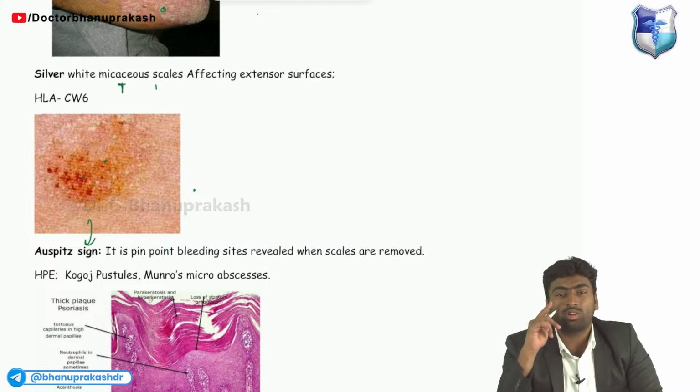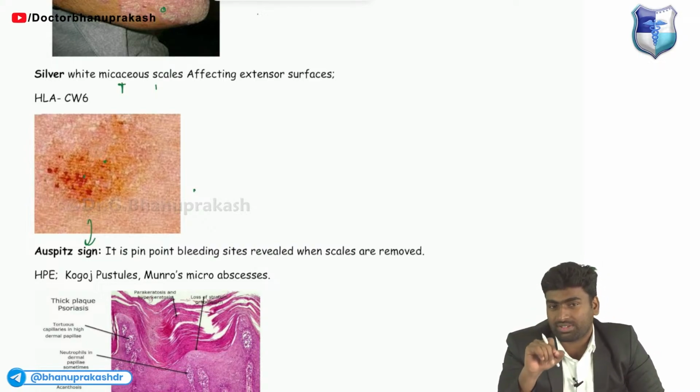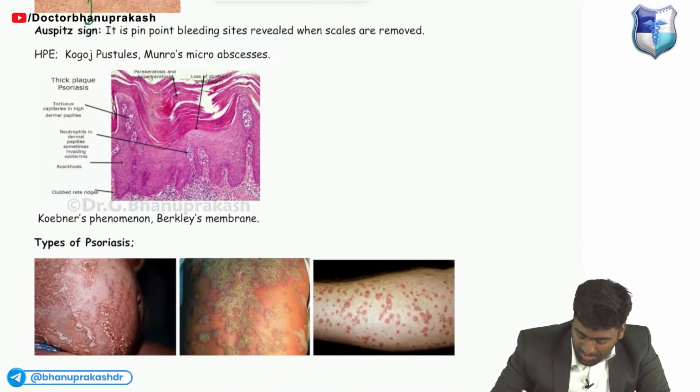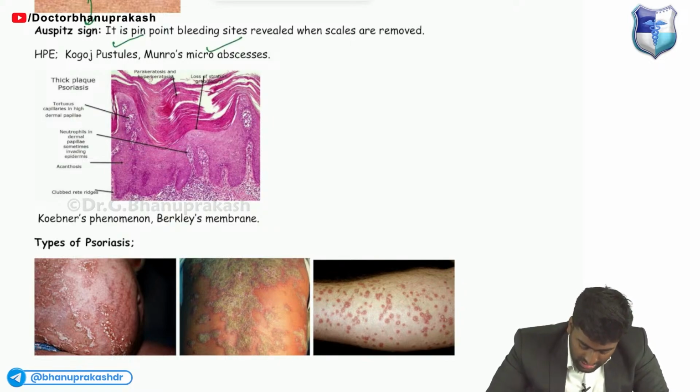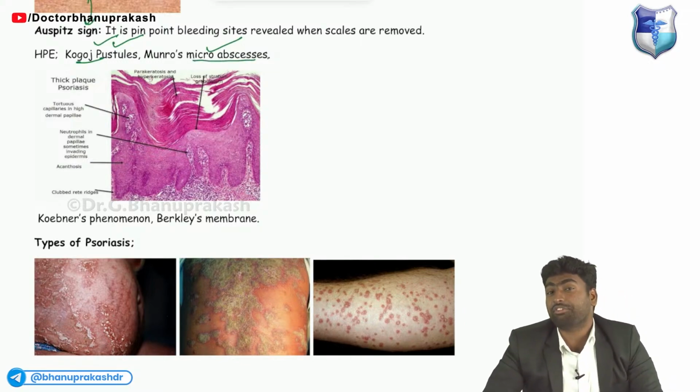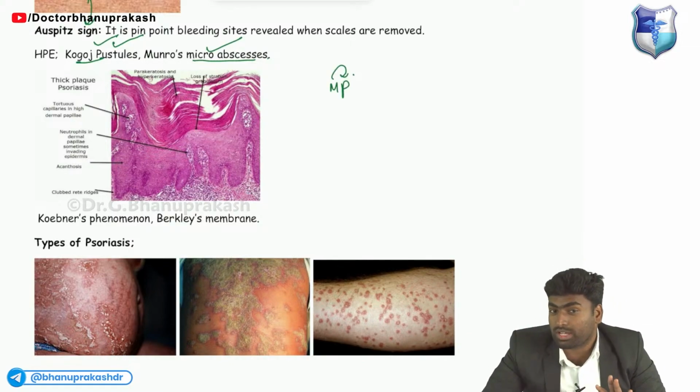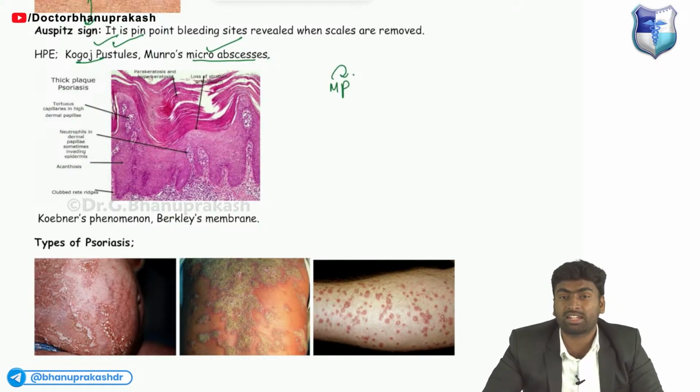Whereas ankylosing spondylitis is associated with HLA B27. Remember. Next, on histopathological examination, you will see two things: one is known as Kogoj pustules and another is known as Munro's microabscess. You will see Munro's microabscess and Kogoj pustule in the case of psoriasis. So remember, it is this MP.